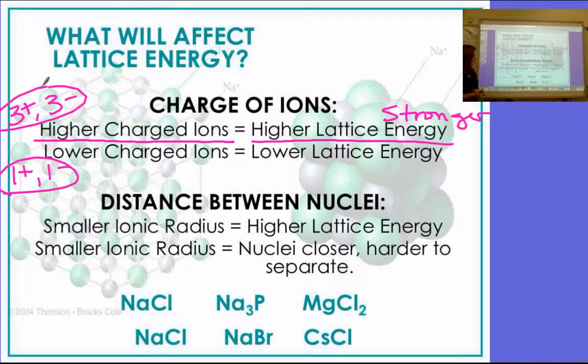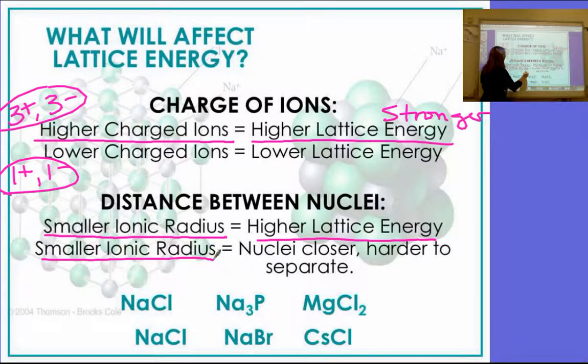The distance between the nuclei, if it's smaller, we talked about this in Unit 4.2 with our radius, the smaller the radius, the smaller the size of the atoms, the higher the lattice energy. Why? If they're smaller, they're closer and they're harder to separate. Think of the Red Rover game. If everything is packed together closer, it's going to take more energy to break it apart.